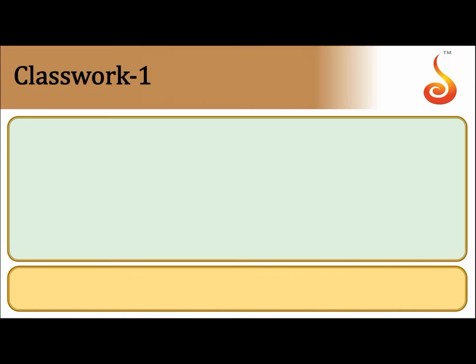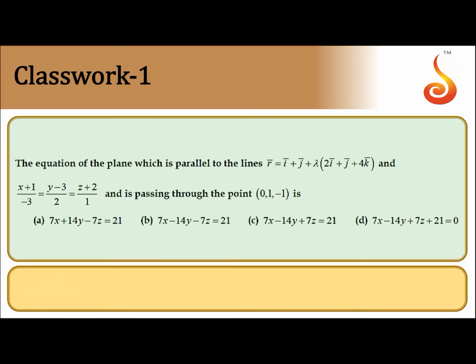And we continue with the three-dimensional coordinate geometry problems. To start with the first one: equation of the plane which is parallel to these two lines, both lines given to you, and is passing through the point 0, 1, minus 1. Isn't it, 0, 1, minus 1 has to satisfy the given equation and also should be perpendicular to these two?